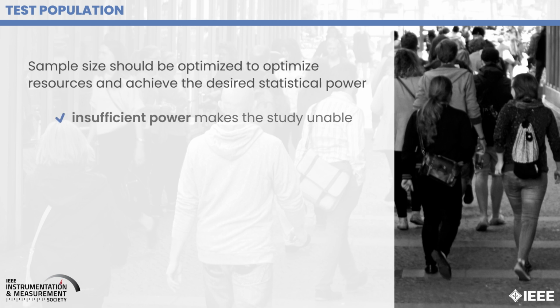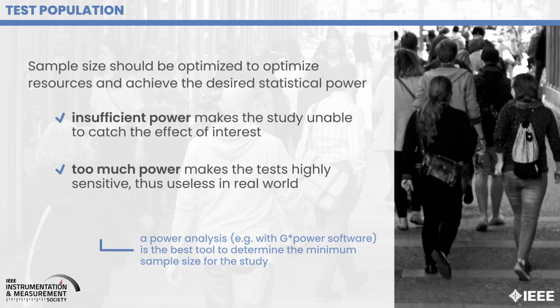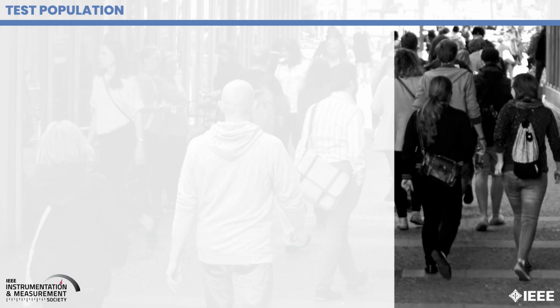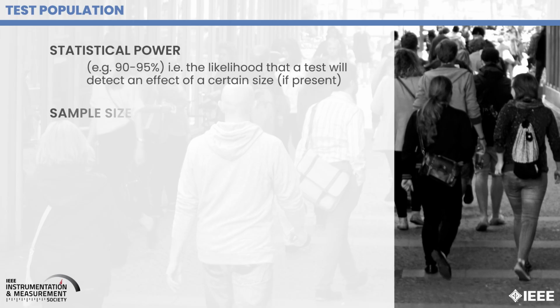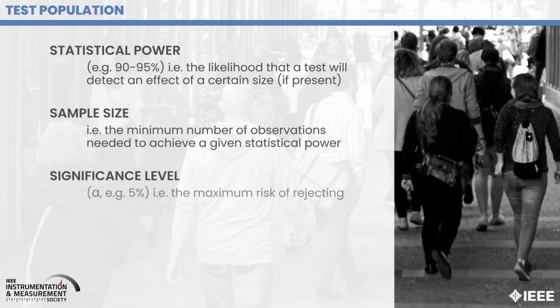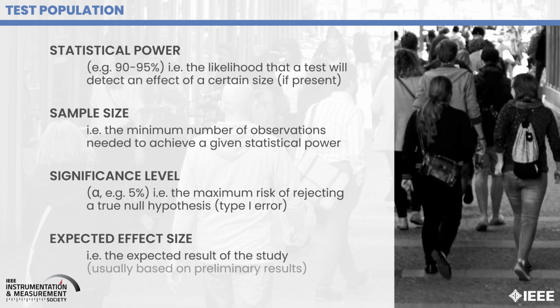To determine the minimal sample size needed for your tests, you should perform a power analysis, for example with G-Power software. You need to have a test population large enough to observe the effect of interest, but at the same time, you need to avoid too much power that would make your test results too sensitive and hence overfitted on your data. In this context, you have to select proper statistical power and significance level, usually at 95% and 5% respectively.